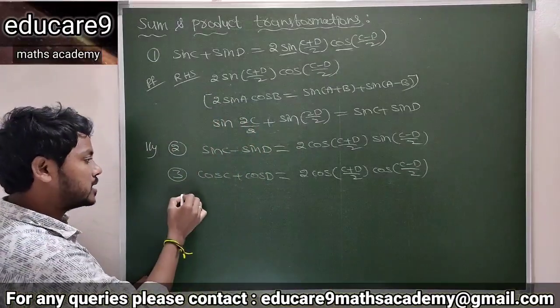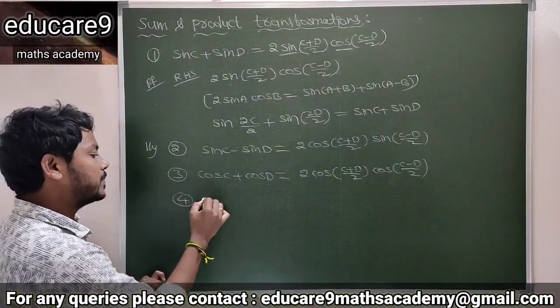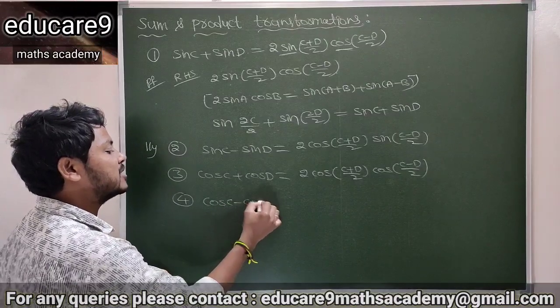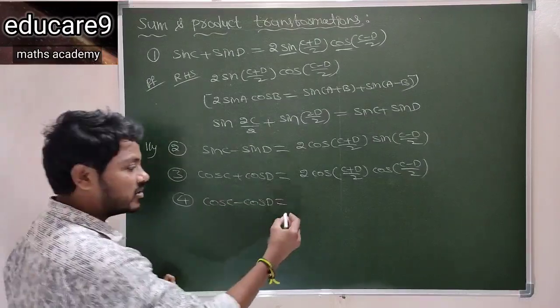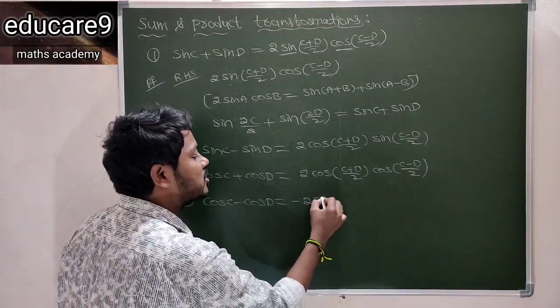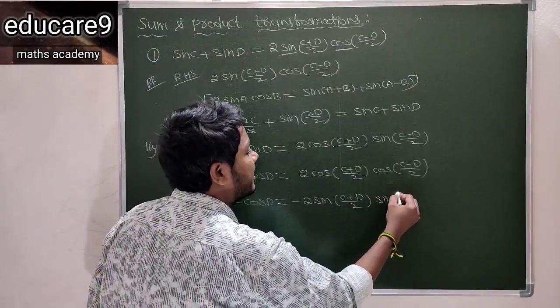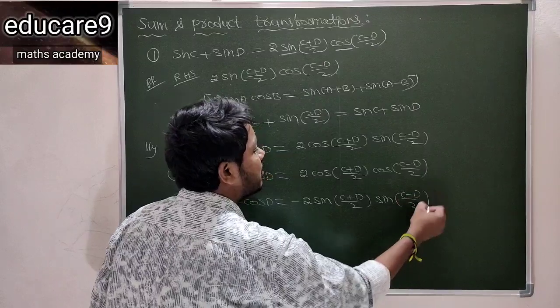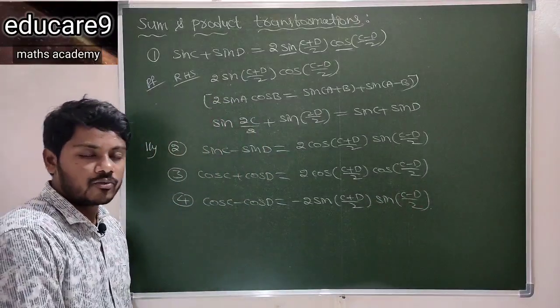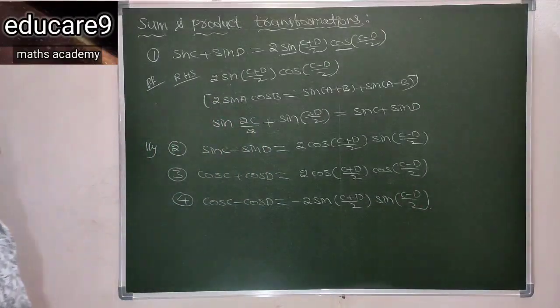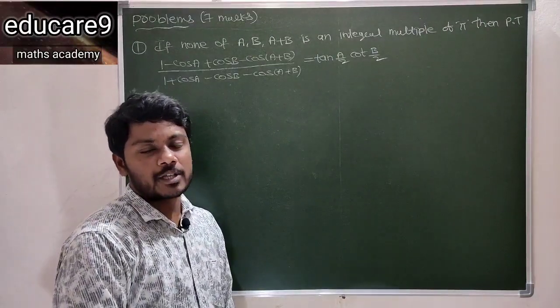Okay. So next, fourth formula, cos C minus cos D. So clear, that is minus 2 sin (C plus D)/2 sin (C minus D)/2. So these are the 4 formulas. Okay. So now we will discuss a few 7 marks problems.